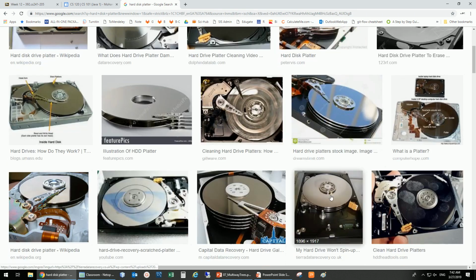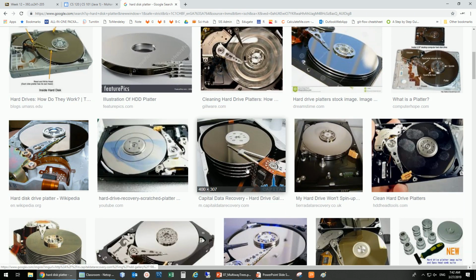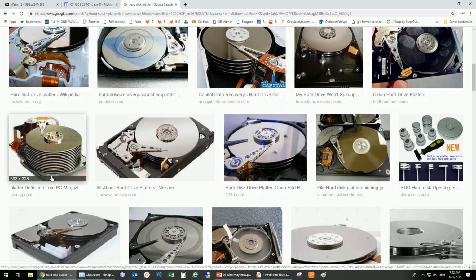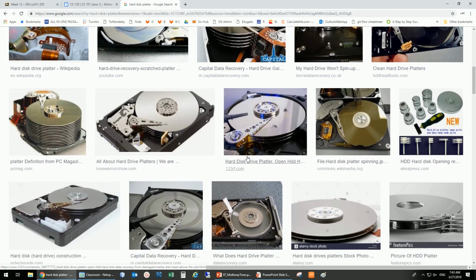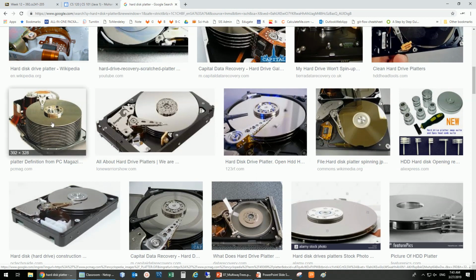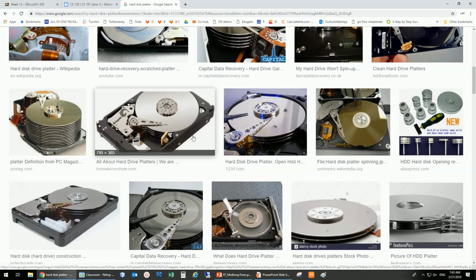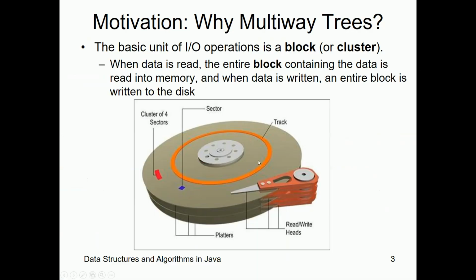Now this is maybe an example. As you can see, you can stack a lot of them up together. Now how does this work? On each one of these platters, this is one of these disks. The platter is a disk. This disk has a reading or writing head.